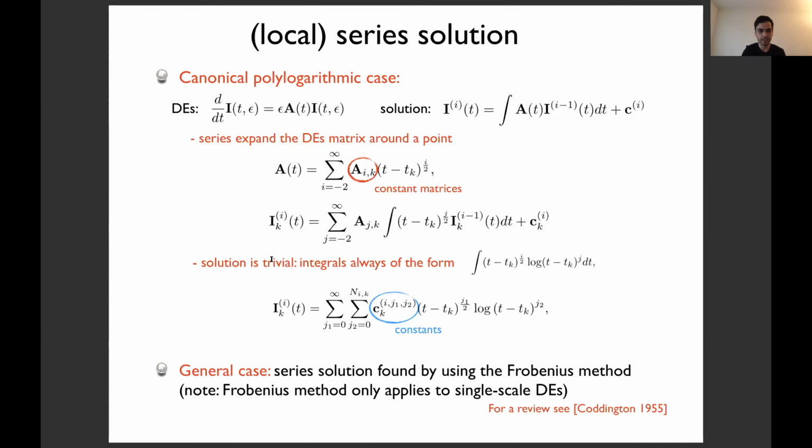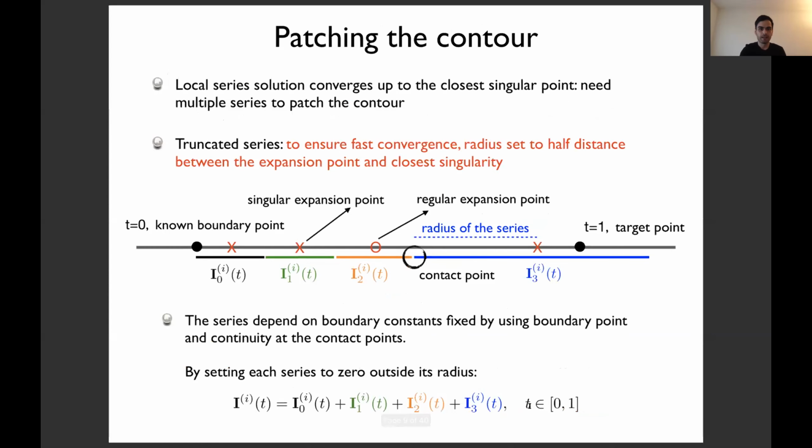And in this case, we can use the Frobenius method to obtain series expansions very similar to this one for the canonical case. And so this is a standard method, discussed in many standard textbooks, I would say. So I just discussed how to obtain a series solution around one point of the contour. But of course, this series will have a limited convergence radius. In particular, this series will converge only up to the closest singular point.